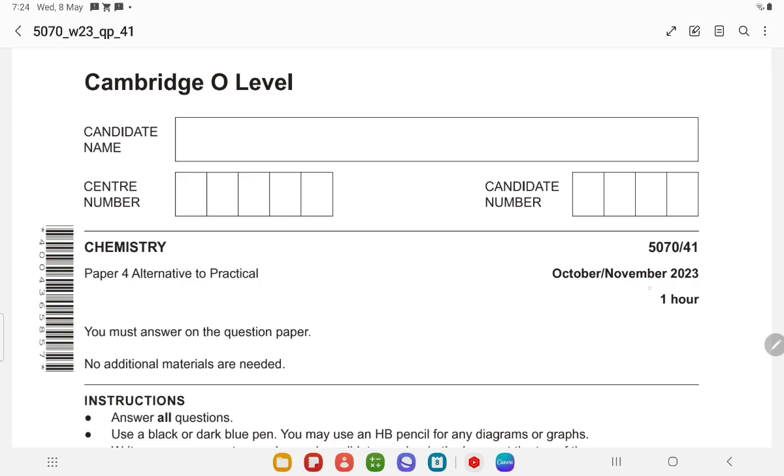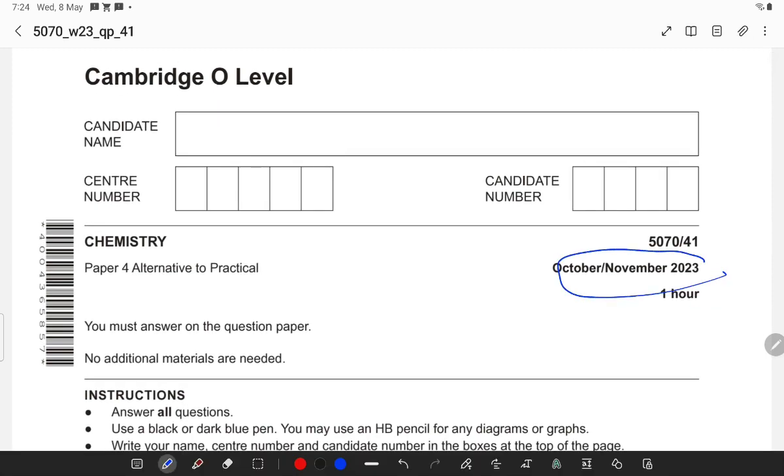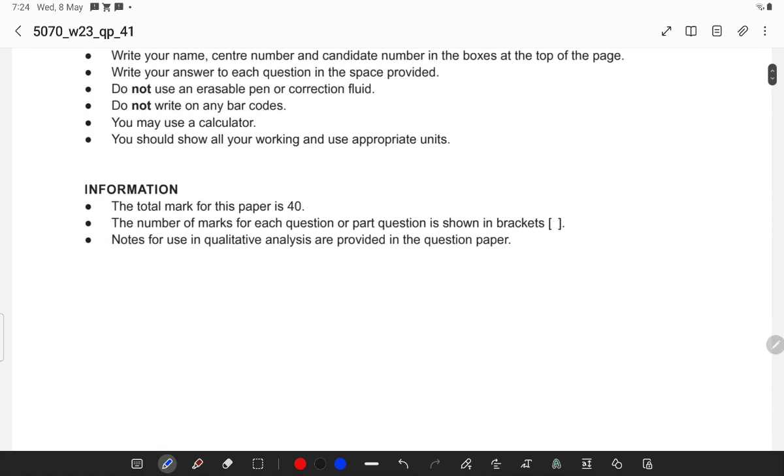Today I will solve the October-November 2023 507041 paper, and I will explain how to solve this paper.